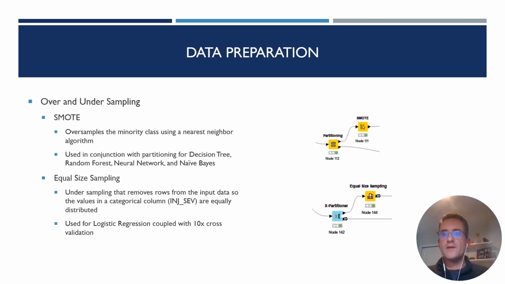We used both over and undersampling to balance the dependent variable depending on which model we were building. We found that oversampling worked best in conjunction with a simple 70-30 partition for most of our models. However, for logistic regression, undersampling in conjunction with a 10-fold cross-validation produced better results. For oversampling, we use SMOTE, which uses a nearest neighbor algorithm to create artificial values in the minority class, and equal size sampling is an undersampling technique that removes rows from the input data so that the values in the categorical column, in this case injury severity, are equally distributed.